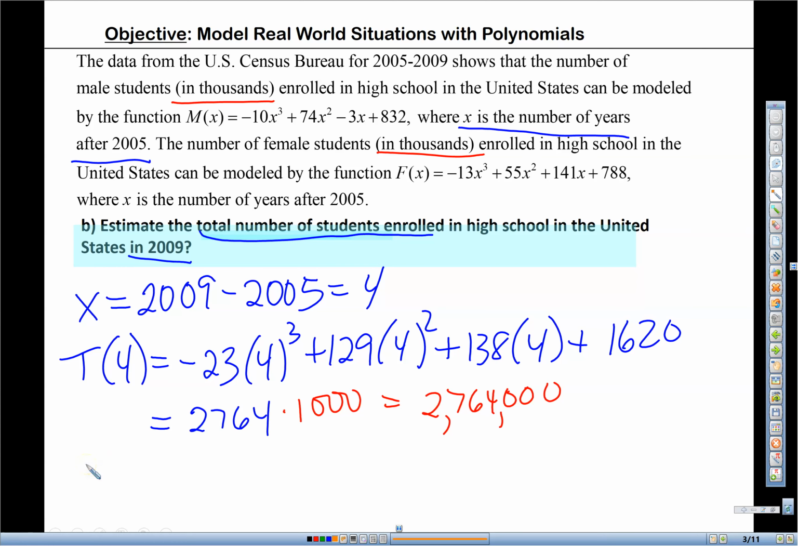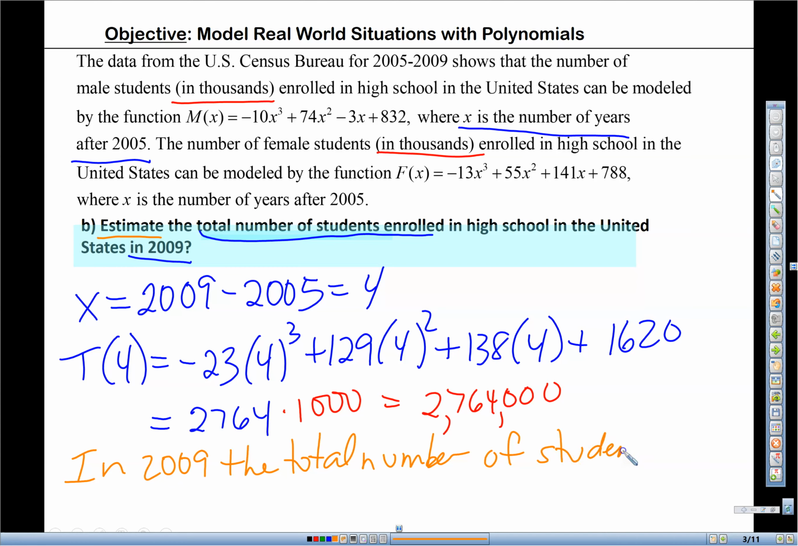And so now we're writing a conclusion. For your context problems, you will be expected to interpret the math in terms of the situation and write a sentence conclusion. Remember, this is an estimate. So we can say that this is an estimate, or we can say about, if we want to, in the problem: total number of students enrolled in high school in the United States in 2009. So I'm going to say in 2009, the total number of students. Notice I'm using the question or prompt to help me write my conclusion here.